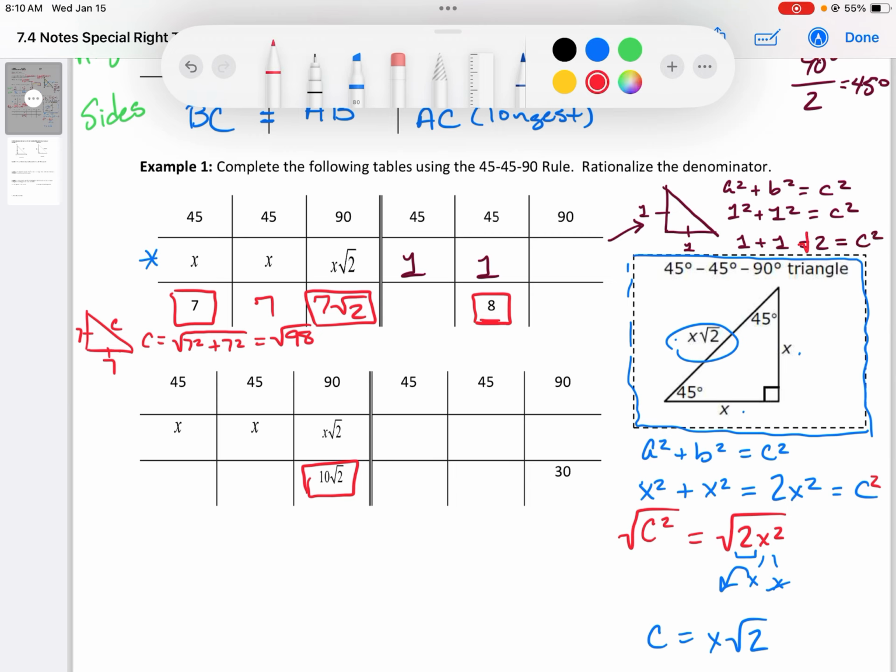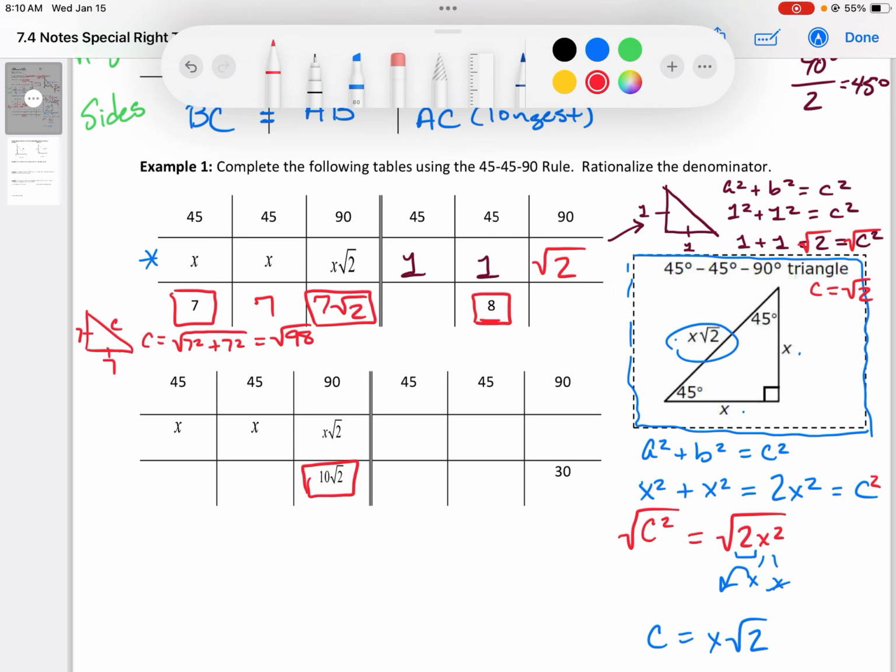And so you'd have to find the square root of both of those things. And we'd get that c equals the square root of 2. Sorry, I'm just kind of writing all over the place here. C equals the square root of 2.